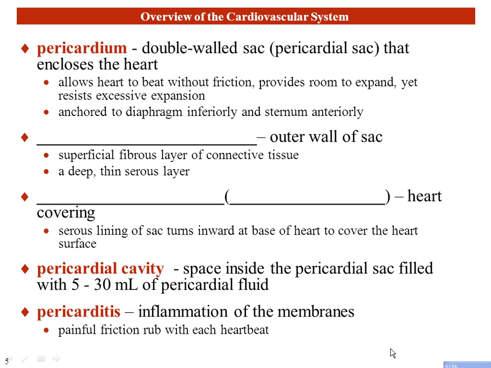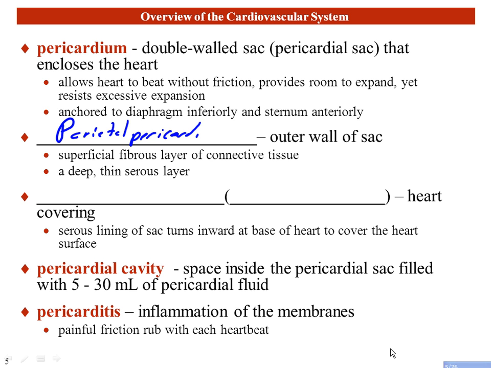Now the heart is enclosed, okay, by a tough fibrous sac called the pericardium, or the pericardial sac. The pericardial sac has two layers. When you look at the two layers, the pericardial sac includes the parietal pericardium and the visceral pericardium. You may remember those terms from Chapter 1. Remember, a parietal layer is lining the cavity, and a visceral layer is on the surface of the organ. So superficially, we have the parietal pericardium.